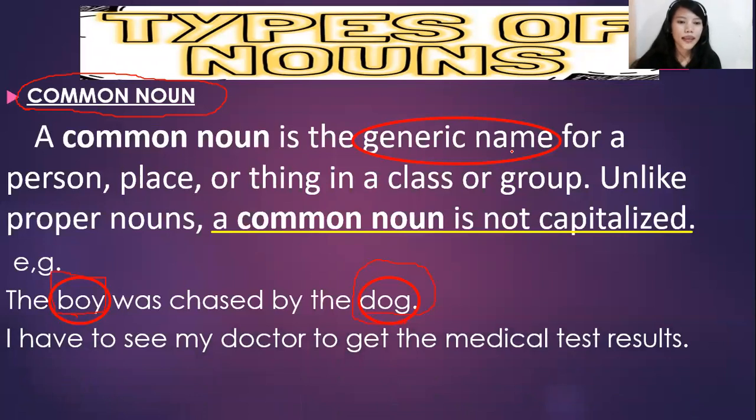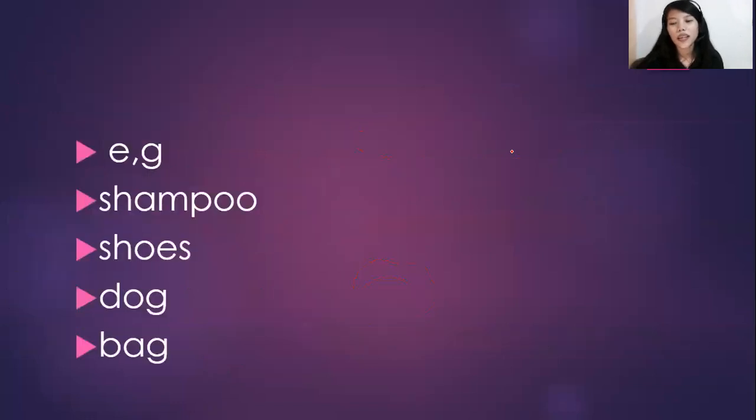Next example: I have to see my doctor to get the medical test's results. Now, where is our common noun in the sentence? Very good, the word doctor. Why is the word doctor our common noun? Because again, there is no specific name mentioned in the sentence. The word doctor names a general name of a person.